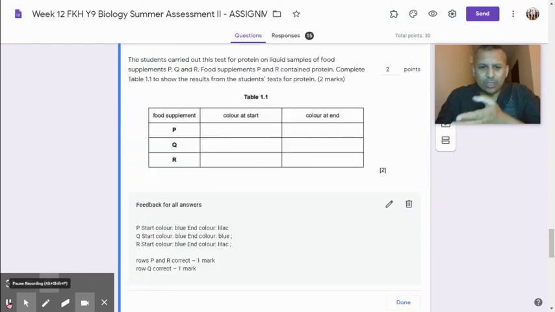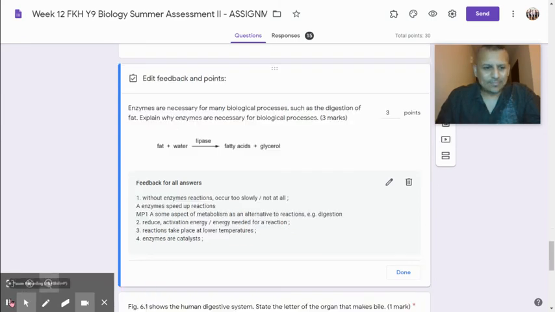Biuret is a blue color, so if it's added to a sample that does have protein, it turns from blue to lilac. I did accept purple. Lilac, though, seems to be the most commonly agreed shade and word to describe the purple color of any sample that Biuret is added to that contains proteins.